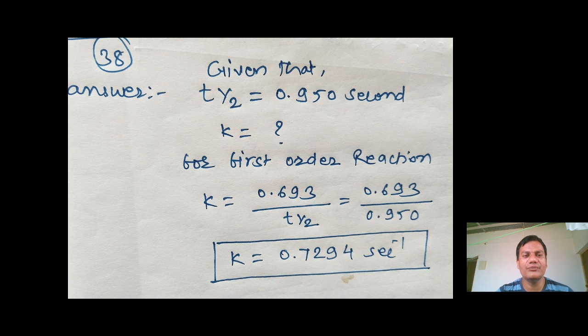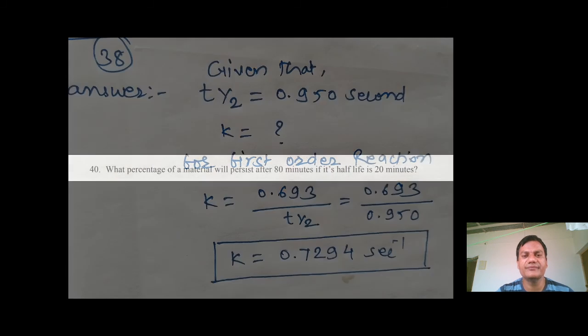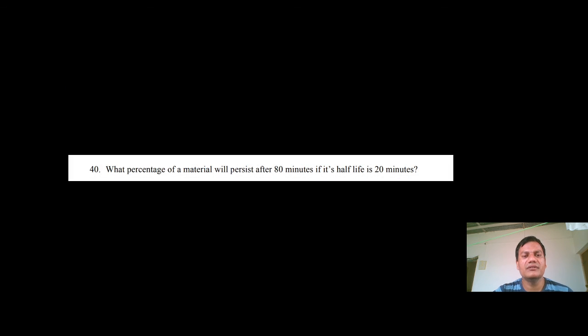Now the last numerical of this lecture we will see in the next one. What percentage of material will persist after 80 minutes if its half life is 20 minutes? Now see what is asked: what percentage of material, that means we have to determine the concentration remaining after a particular time. Time is given, that is 80 minutes. That means after 80 minutes we are asked the percentage of reactant.